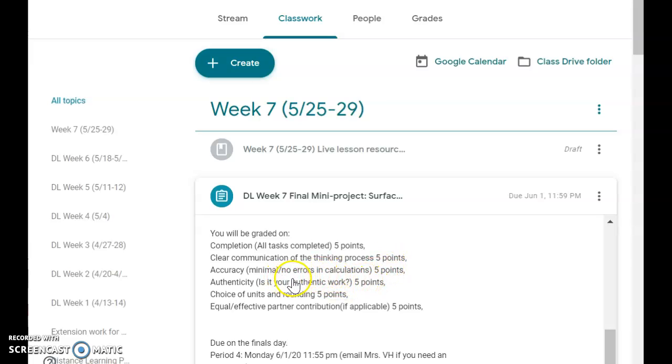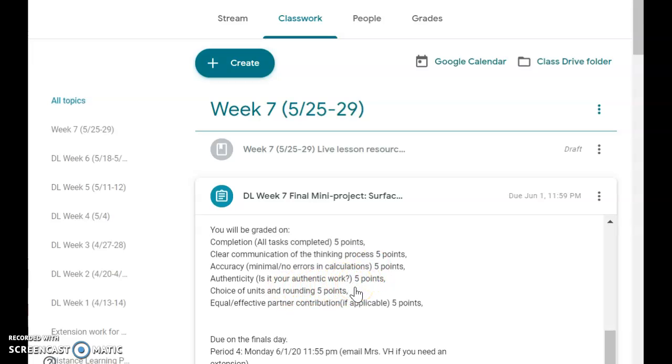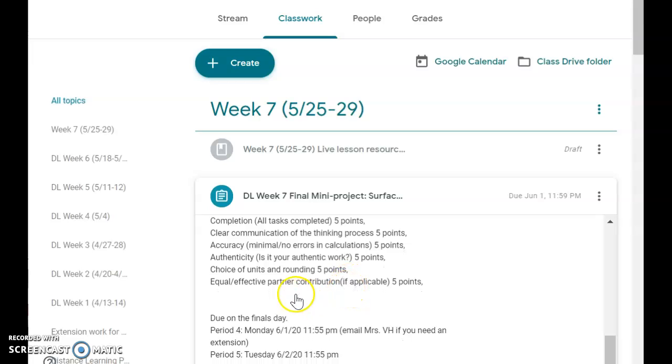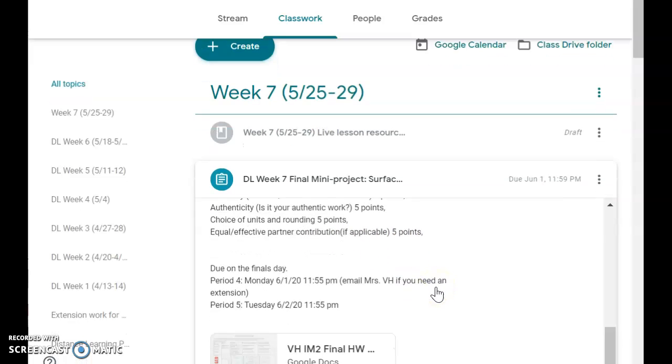Accuracy, that means no or minimal errors in calculations. And authenticity, is it your authentic work or did you copy it from somebody else? And choice of units and rounding, and I will explain this a little bit more in a little while. And equal and effective partner contribution if applicable. So if you're working as a partner, this will be taken into account as well.